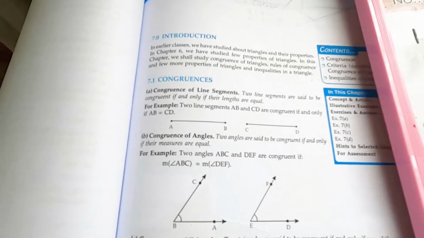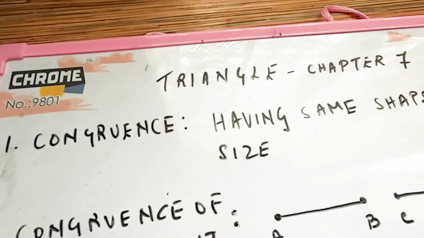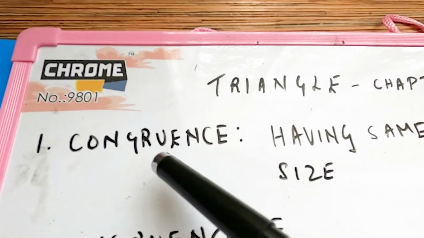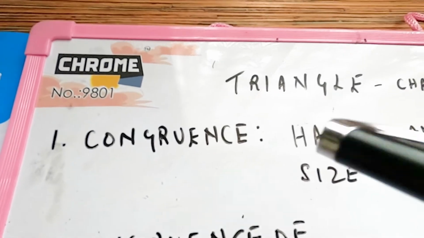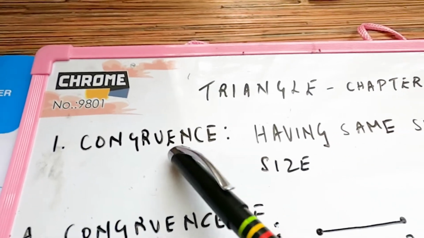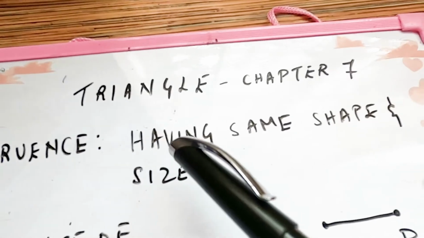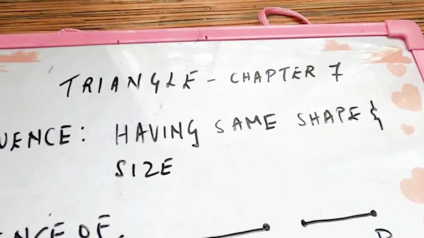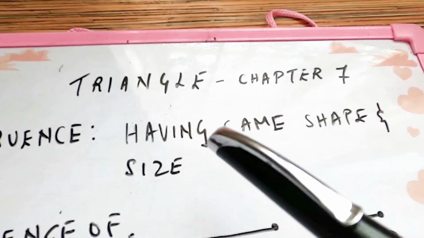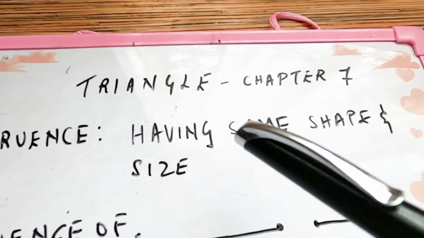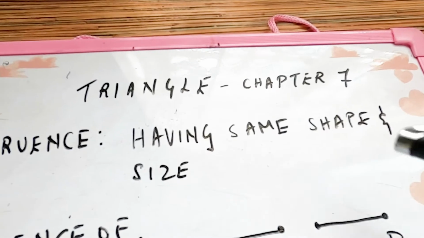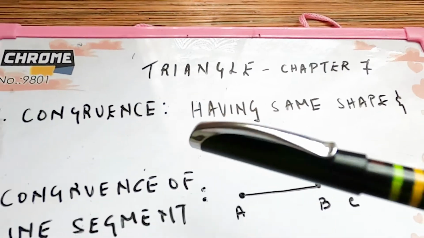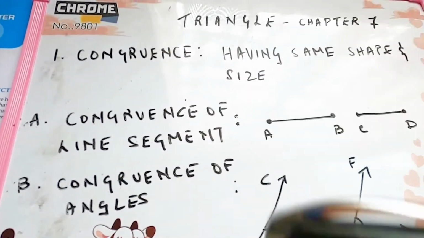Before we go to that, the first thing we should know is the meaning of congruence. In geometry, the word congruence simply means having same shape and size. Again I will repeat, having same shape and size. We will know more about this when we discuss these different properties.